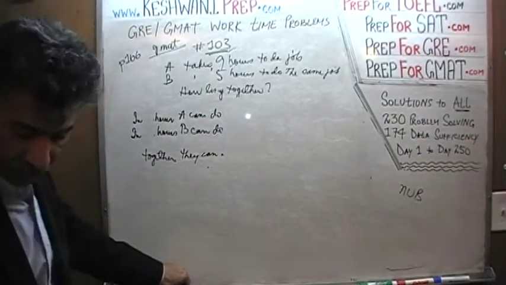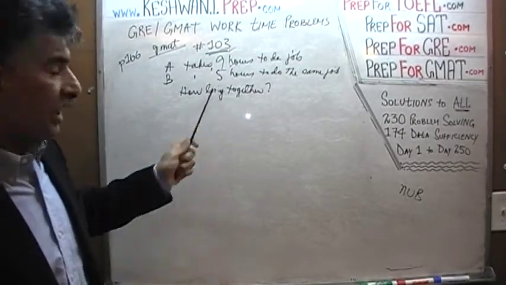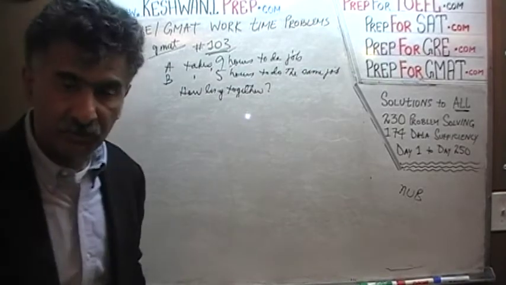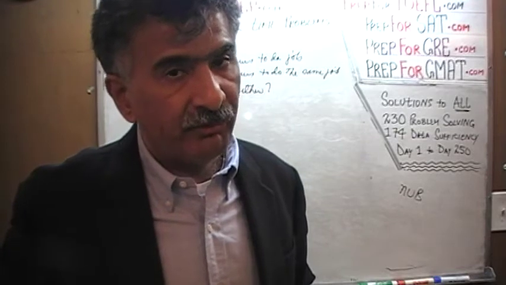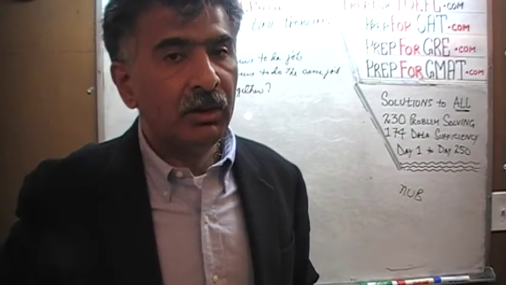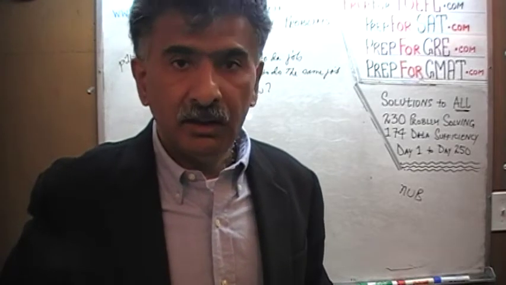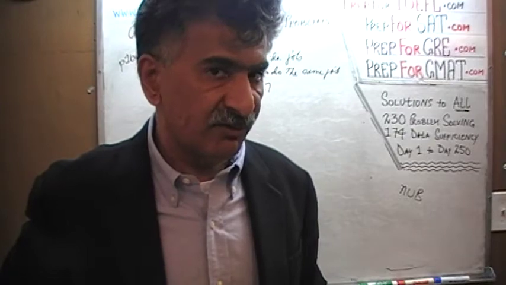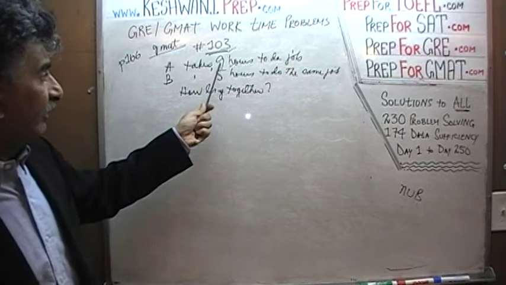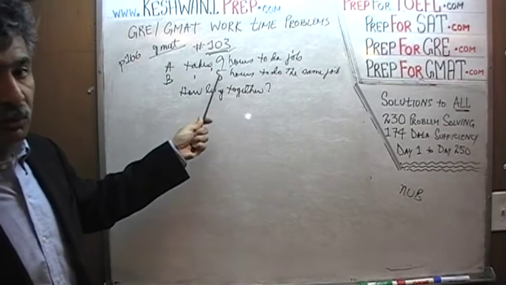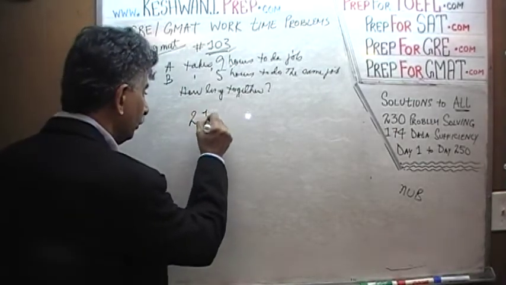If A can do the job in 9 hours, and B can do the job in 5 hours, ask yourself, what's the best case scenario? The best case scenario is when they both do the job in 5 hours, in other words, where the slower guy all of a sudden begins to work as fast as the fast guy. If this guy can also do the job in 5 hours, working together, they should be able to do the job in 2.5 hours.